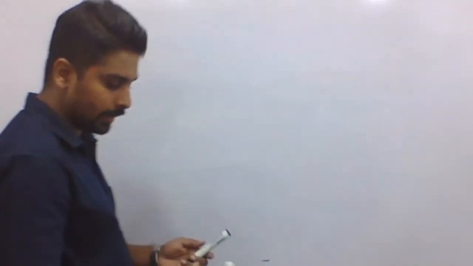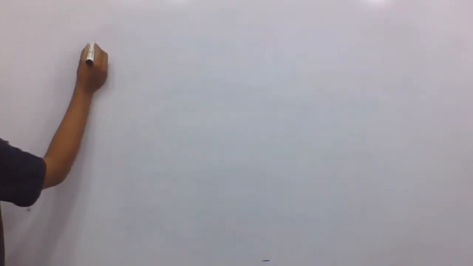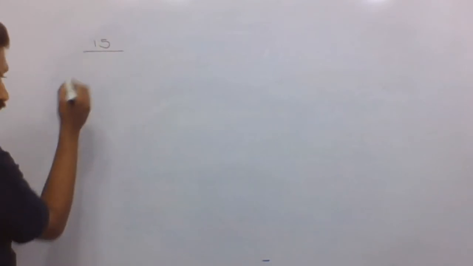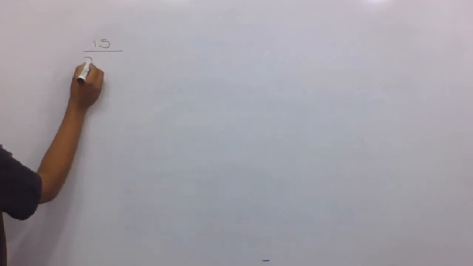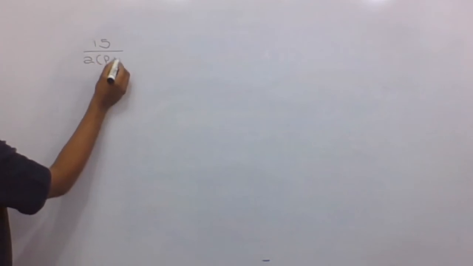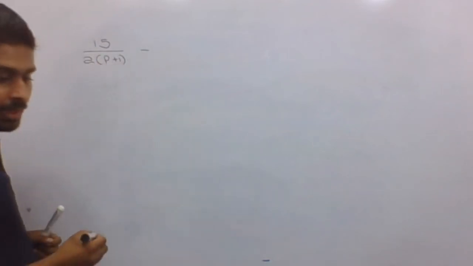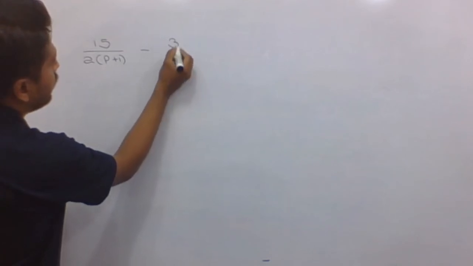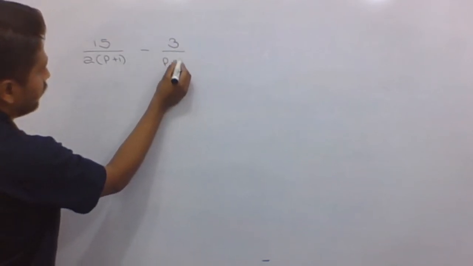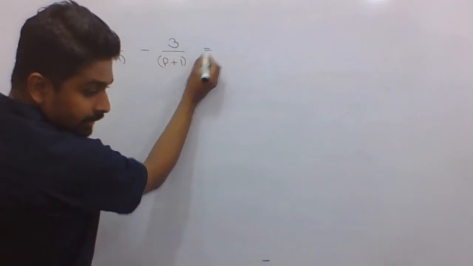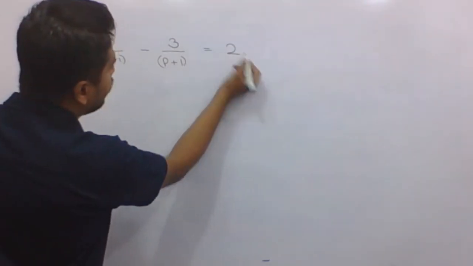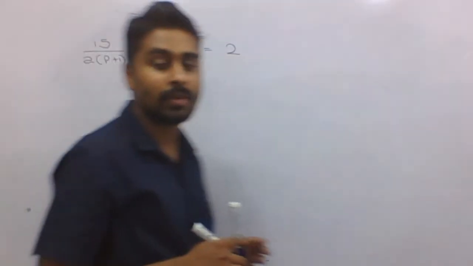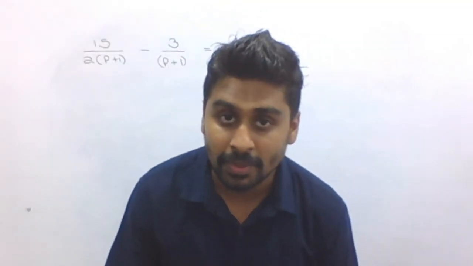Let's do 15 over 2p plus 1, then minus, in between them, 3 over p plus 1, equal to 2. This is a very important question. Now look at the question. What are you going to do? You can stop the video and try this one.